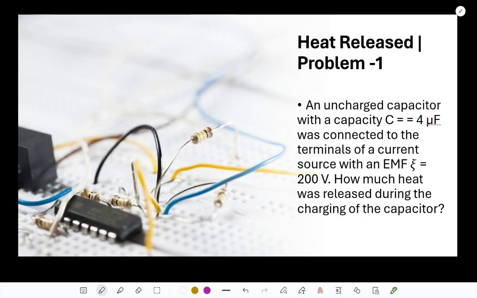So we have a simple problem at hand: an uncharged capacitor with a capacity C equals 4 microfarad was connected to the terminals of a current source, a voltage source, with an EMF Xi equals 200 volt. How much heat was released during the charging of the capacitor? This is a simple problem, the most simple.